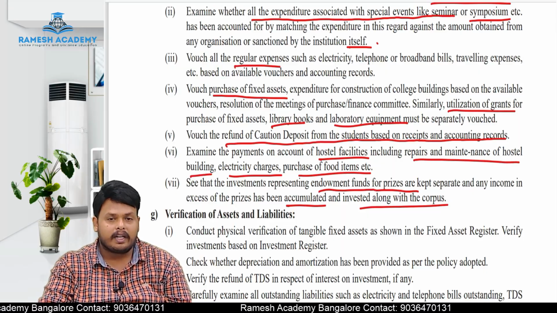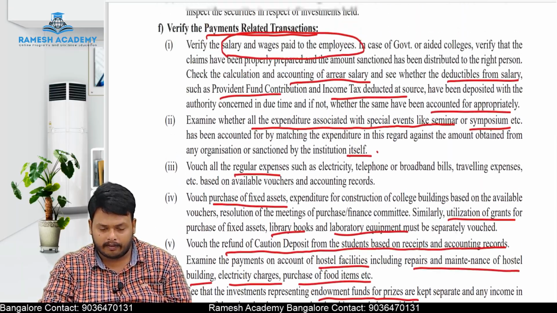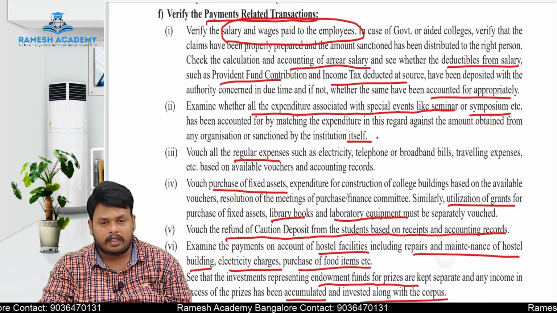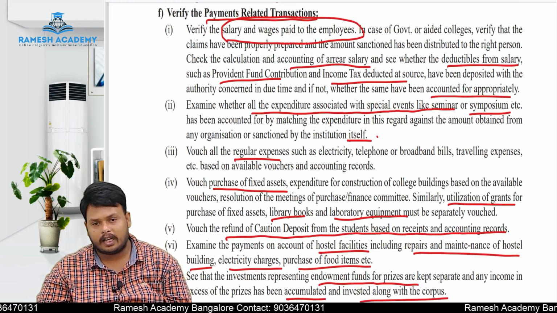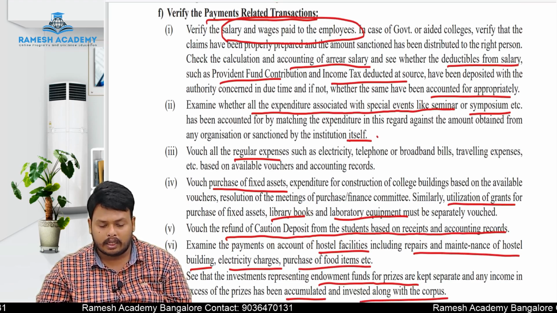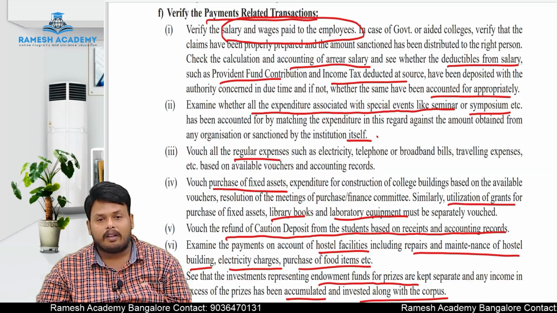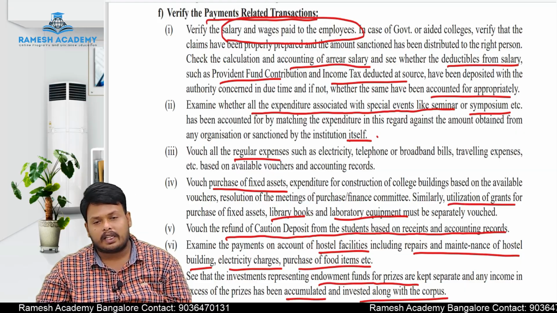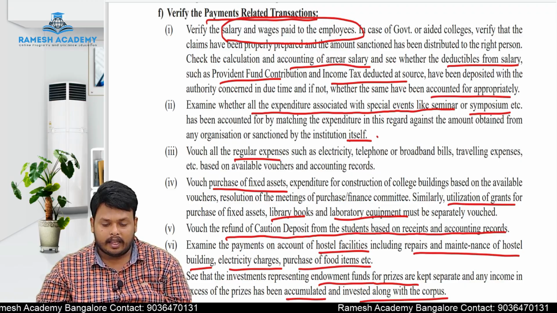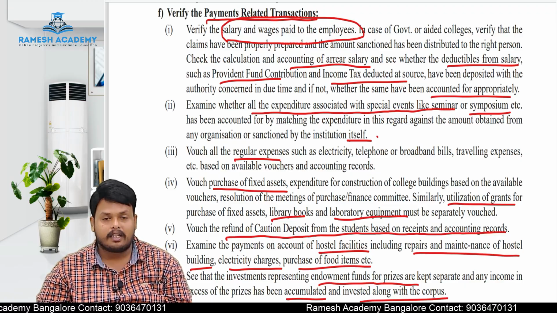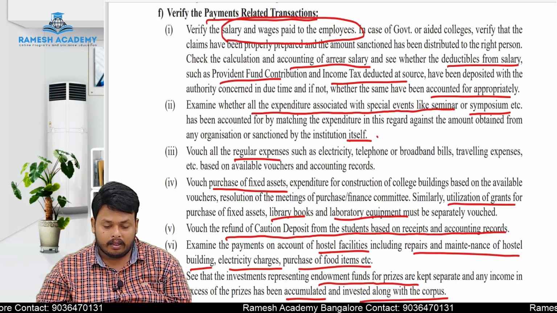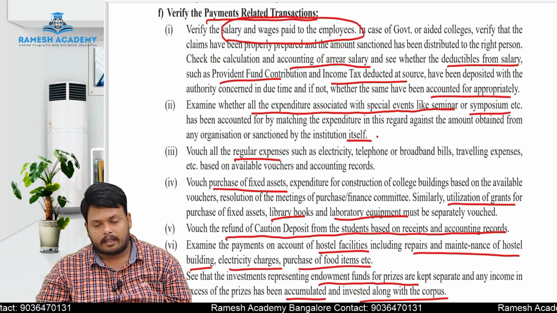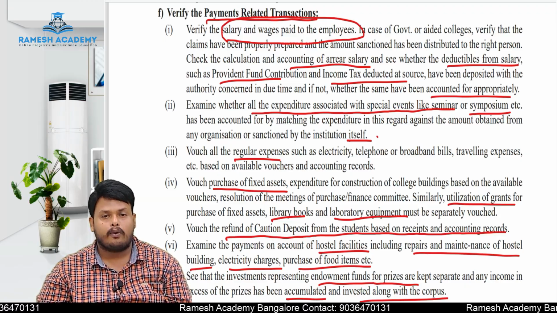So all these payment related transactions the auditor has to verify. What are the payment related transactions? When salaries and wages are paid to the employees, the auditor has to check whether statutory deductions are being deducted and paid or not. Examine all the expenditure associated with special events like seminars, and watch regular expenses such as electricity, telephone, broadband bills, traveling bills, etc. And they have to watch if any fixed assets are purchased by the educational institution.